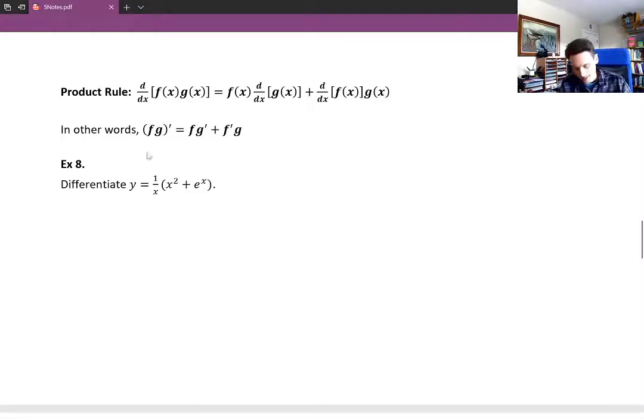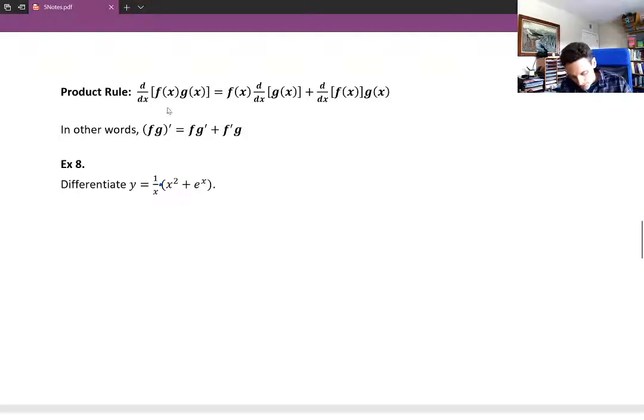So in example 8, we've got this function y equals 1 over x times x squared plus e to the x. So when you see that times right there, that's going to help you think about the product rule. Whenever you're taking the derivative of the product of two functions, you're going to use the product rule.